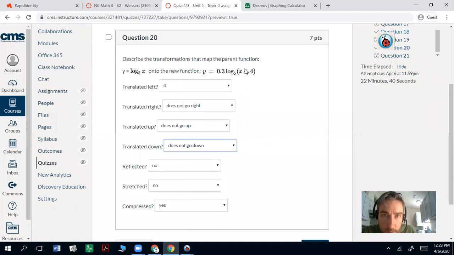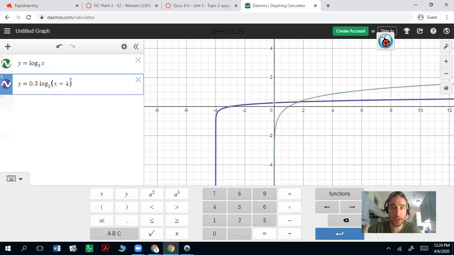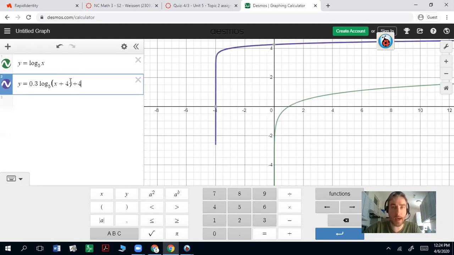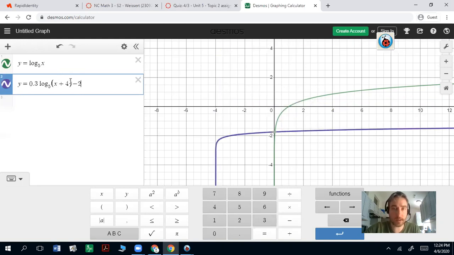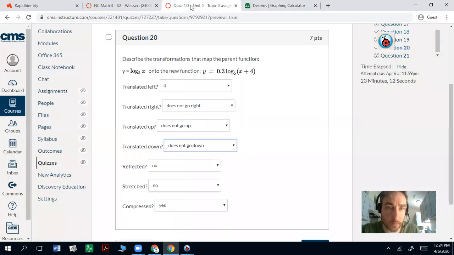Now I want to take this x plus 4 in the parentheses. So let's bring this to the left 4 by doing x plus 4. And it shifted to the left. You see that? If I did minus 4, it shifted to the right. But that's it. It didn't go up or down. There was no number being added to the end or subtracted at the end. It's staying put vertically. So it's only going to be compressed and left 4. So there's a lot of no's here.